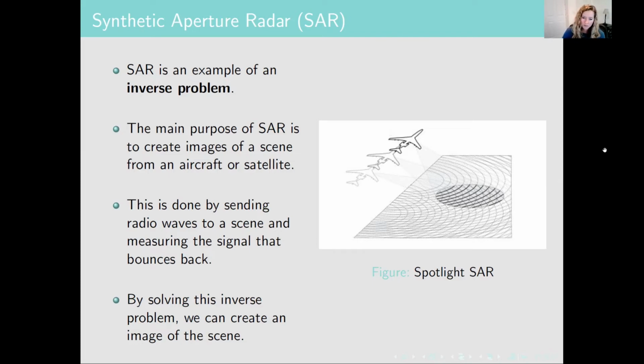It hits that scene and it bounces back. And so we collect those scattered waves. So we've got this antenna footprint, which is a specific type of SAR called spotlight SAR because our antenna footprint looks like a spotlight. And so what we can do is we end up with this inverse problem. And if we're able to successfully solve this inverse problem, we end up creating an image of our scene. So it's pretty cool.